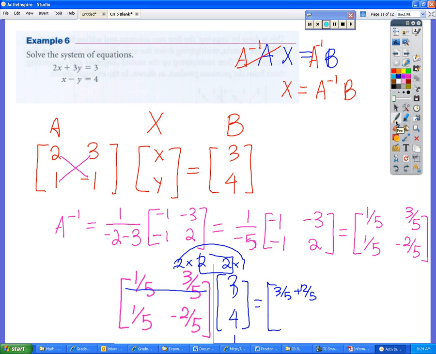Row 2, column 1 would give me 3/5 minus 8/5, which equals -5/5. And on top we get 15/5. Is that right? I hope so. All right.